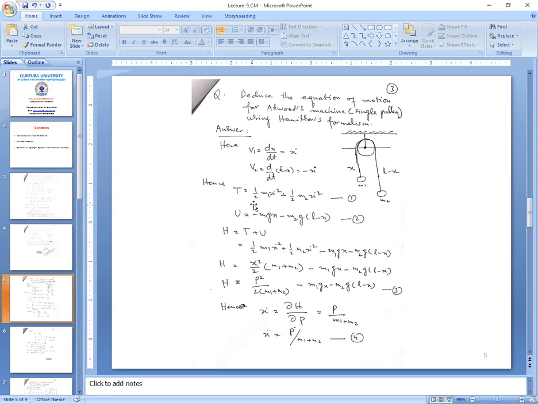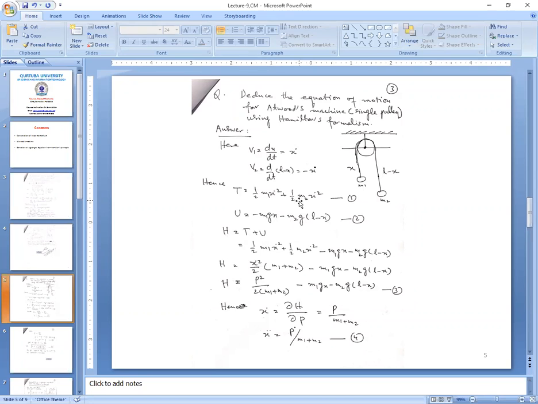Hence, the kinetic energy is equal to half m1 x dot square plus half m2 x dot square. If you take the square of x dot, it will become positive, so there is no negative. And also the potential energy is equal to minus m1 g x and minus m2 g (L minus x). The minus is there because all the potential energy in a gravitational field is in fact negative, so the negative sign comes from there. Hence, the Hamiltonian function is the sum of the kinetic energy and potential energy.